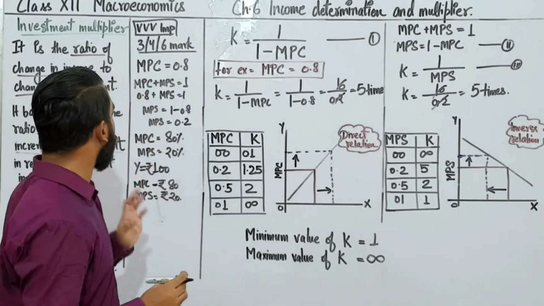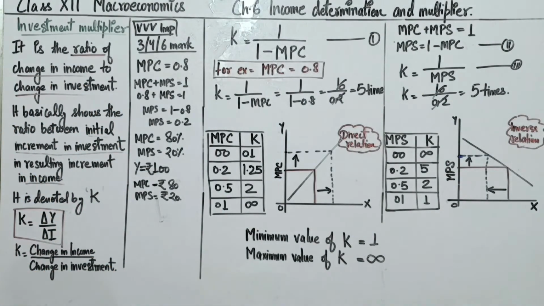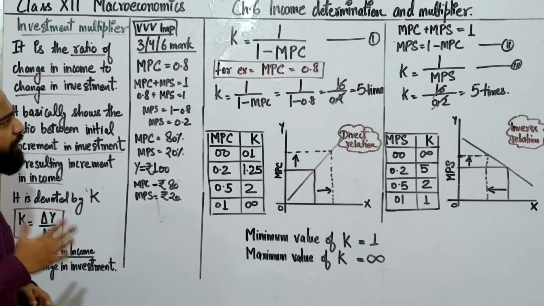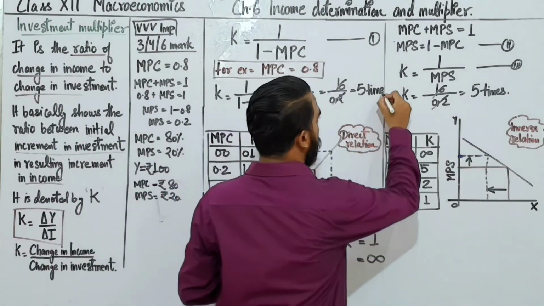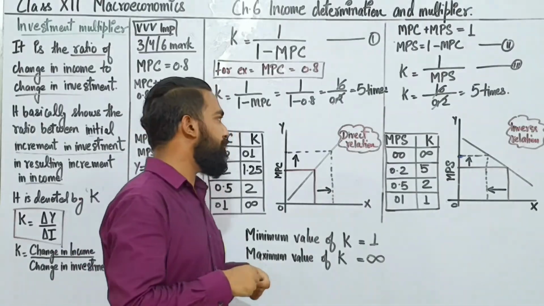So this is the thing for today. I want you all to take a screenshot. The unit of K is always written in times. How many times you are going to multiply your investment?